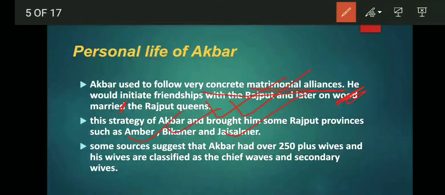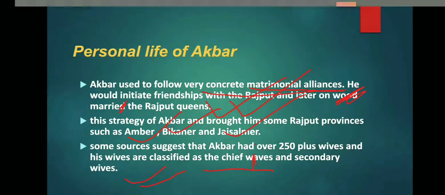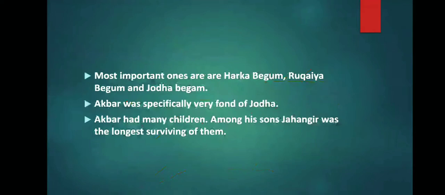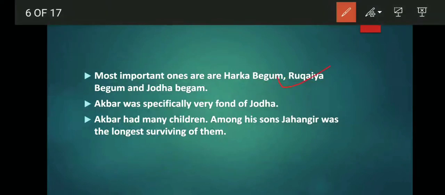Some sources suggest that Akbar had 250 plus wives, and his wives are classified as chief wives and secondary wives. So he had over 250 wives, categorized as chief wives and secondary wives. Most important ones are Harka Begum, Rukaiya Begum, Jodha Begum. So these are some of his most famous wives known in history, and he was specifically fond of Jodha, basically, Begum Jodha.